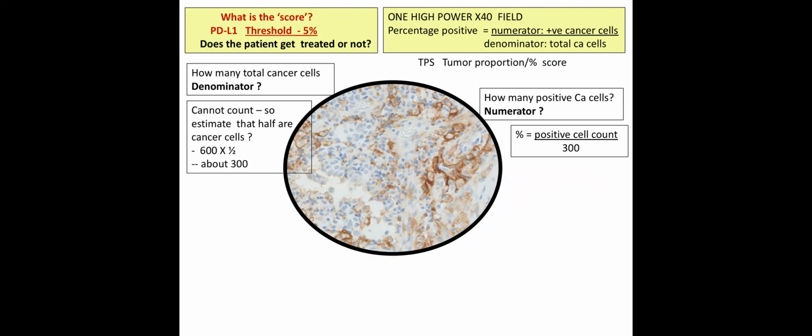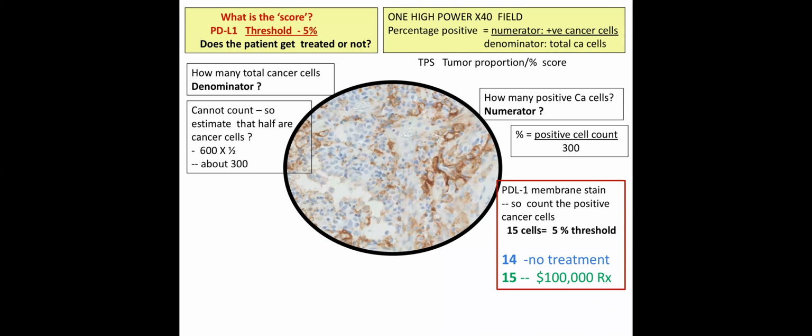We now need to know the numerator above the line. So this is where it gets to be interesting. If there are 15 cells, we've hit the threshold. So 15 cells positive gets $100,000 worth of treatment, 14 does not. Anybody think they can do that reliably? I know I can't. I mean, I've tried.